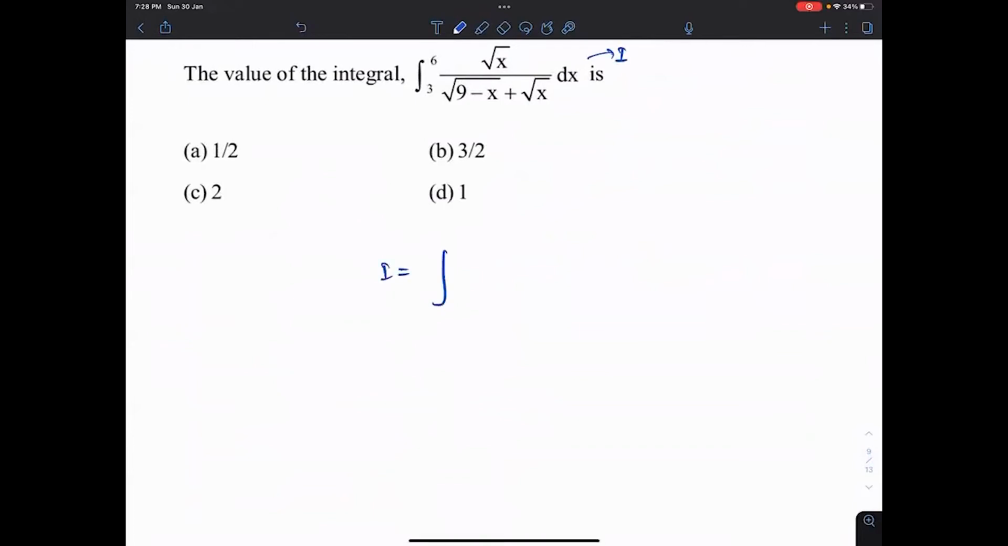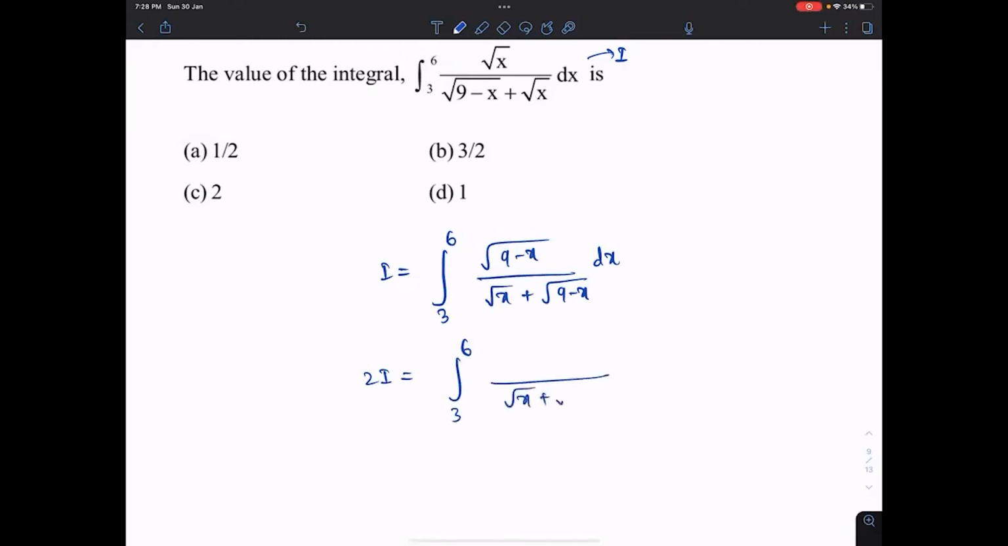a plus b minus x. Instead of x, you can replace 9 minus x. The integral from 3 to 6 of square root of 9 minus x divided by square root of x plus square root of 9 minus x, it will become that. Now you see, if you add both of them, you will get 2I, which is the integral from 3 to 6. The denominator is the same in both, root x plus root 9 minus x.